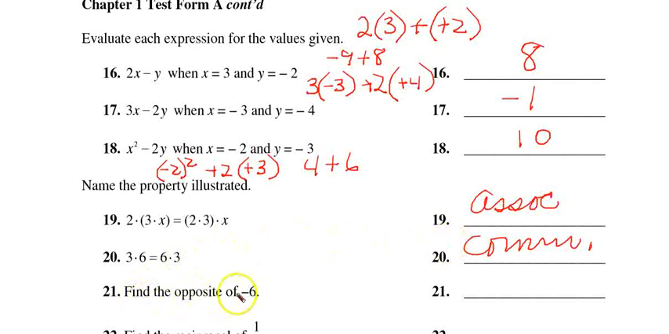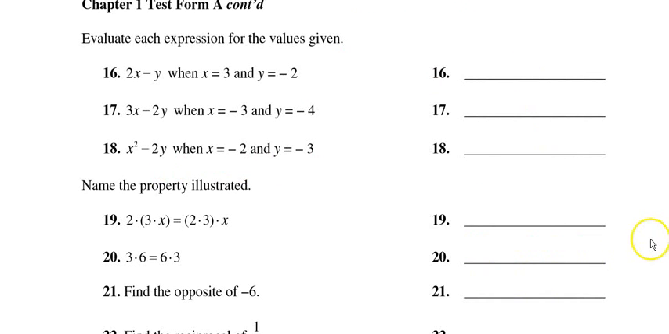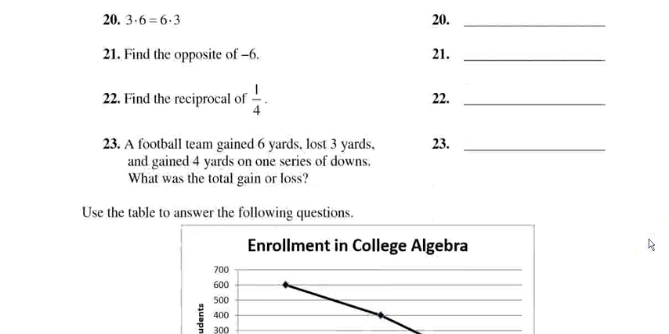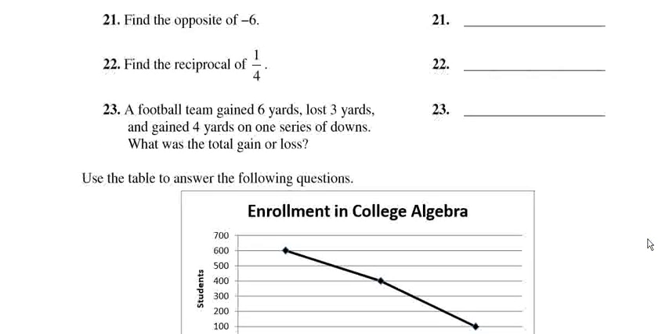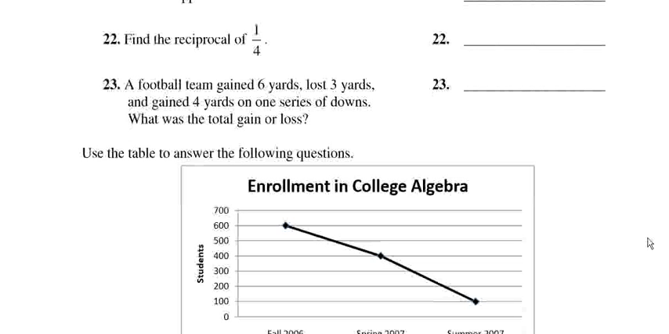All right, what is the opposite of a negative 6? That's a positive 6. Okay, let's go on. Now, what's the reciprocal of 1/4? It's what you would multiply 1/4 by to make it a 1. And you just flip it over. And when we write it this way, we don't put the 1 there. We just say 4.